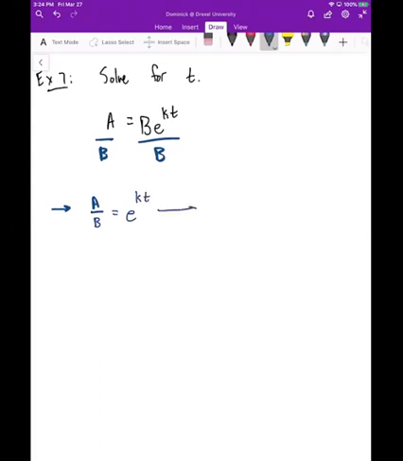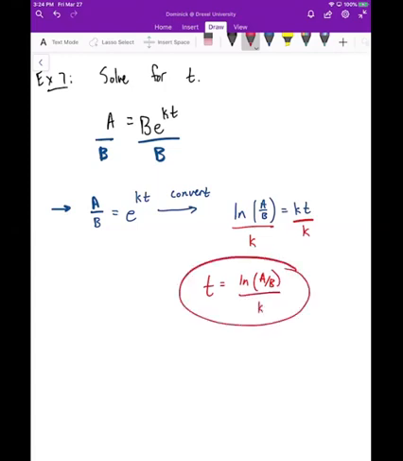right? And now we'll convert to logarithmic form. And if we do that, we're going to get a natural log, right? Because that's a log with base e. So natural log of a over b is equal to k times t. So if I want to get t by itself, the last thing I need to do is divide both sides by k. So we get that t is equal to natural log of a over b, all divided by k.